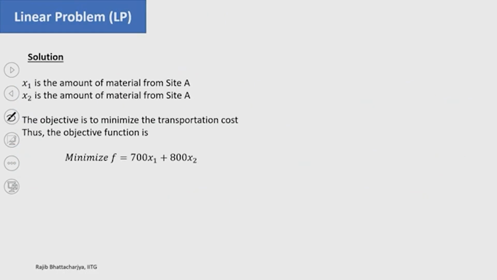Here x1 is the amount of raw material I am taking from site A, and x2 is the amount of raw material I am taking from site B. Now, what is the objective? The objective is to minimize the delivery cost, or we can say transportation cost. Therefore, the objective function is a minimization type.